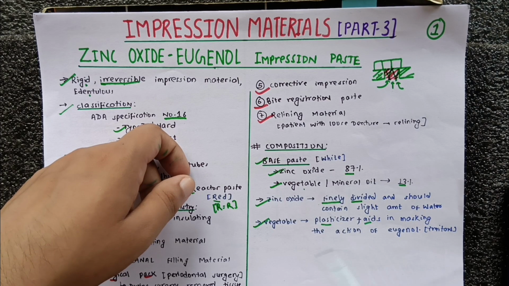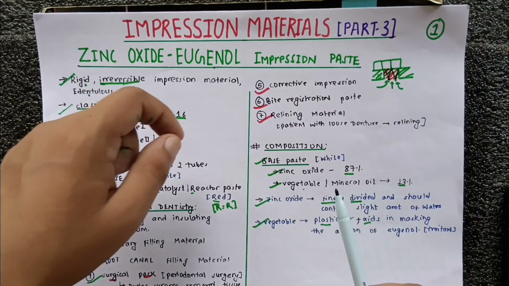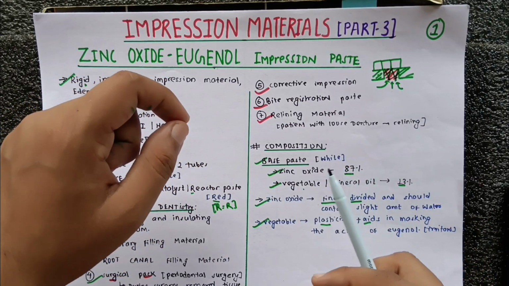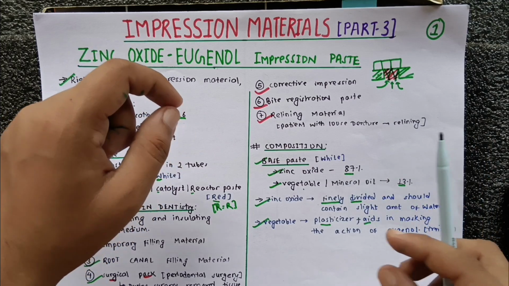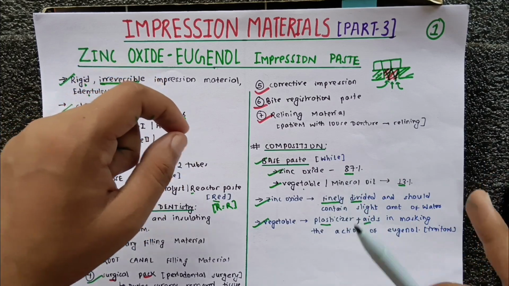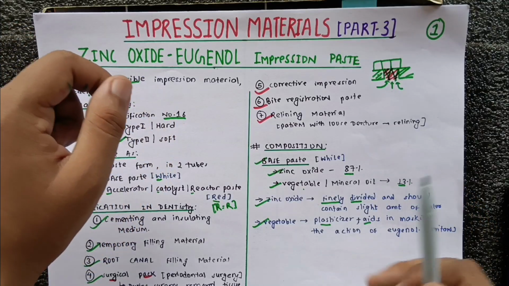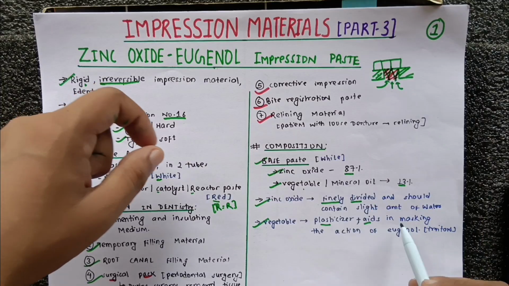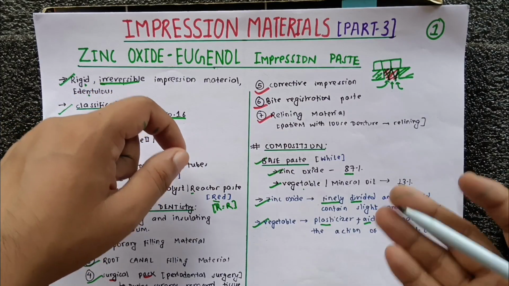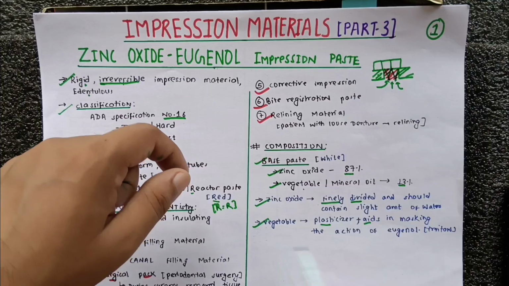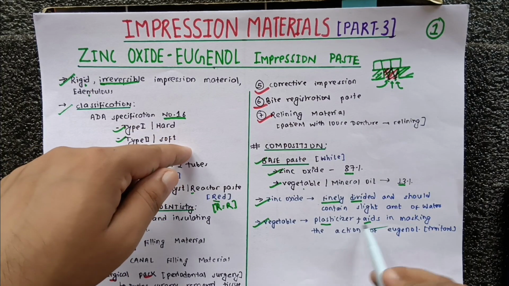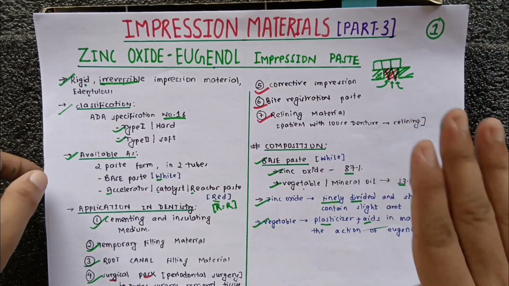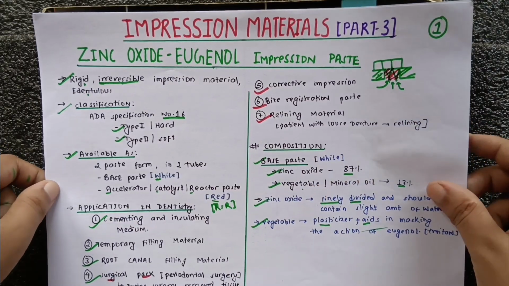The eugenol is an irritant. It gives a burning sensation to the tissue when you apply it. So to overcome those properties of the eugenol, which is present in the accelerator, we will be discussing that. To mask the irritant property of the eugenol, we use this vegetable or mineral oil. So remember zinc oxide and the mineral oil in this base paste.